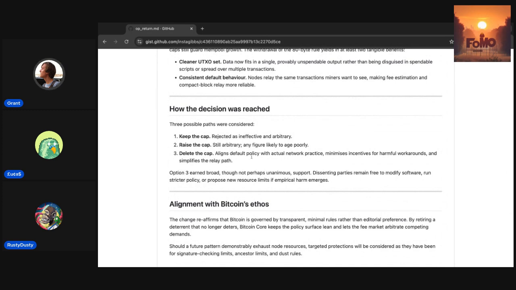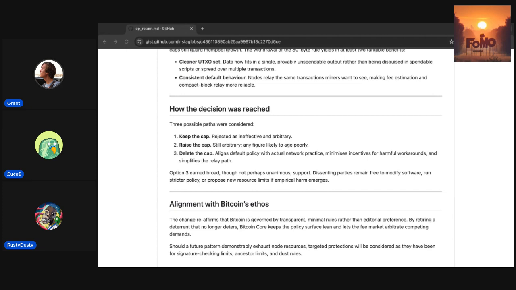So there were three things that could have been done. We could have kept that 80 byte cap, we could have raised it so that there would be an arbitrary amount more data, or deleted the cap. And number three is the one that has emerged. So now we have an uncapped amount of data that can be put into Bitcoin, eliminating this policy limit on how much data op return can put in. So now we can have more data put into the Bitcoin database.